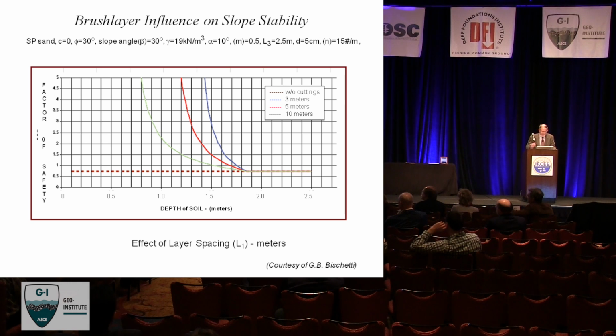And here we see an example of a factor of safety calculation. Factor of safety plotted against the depth of soil, in this case for a slope without cuttings and for a slope with cuttings that are spaced vertically 3, 6, and 10 meters apart.